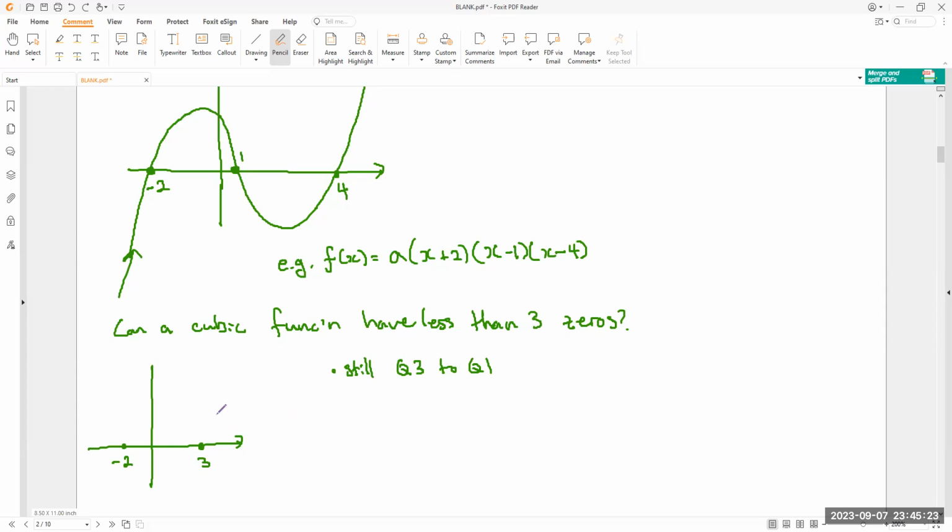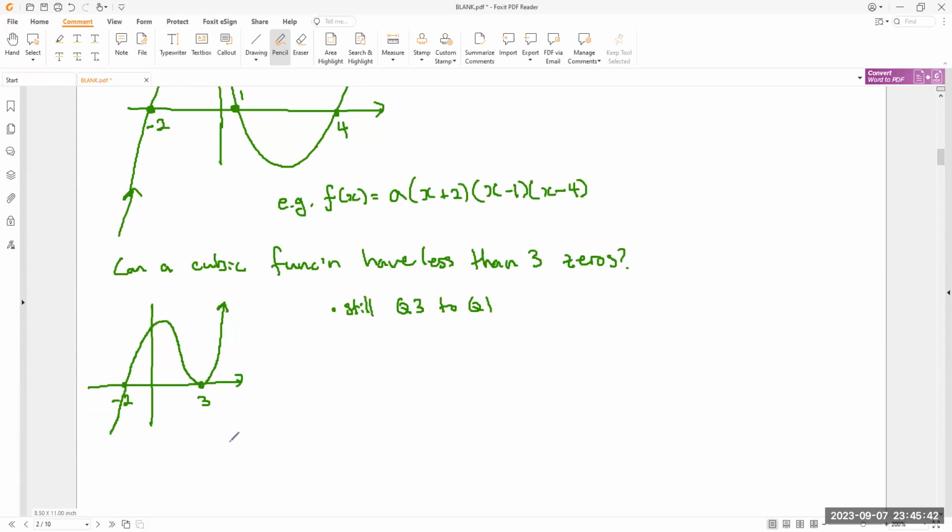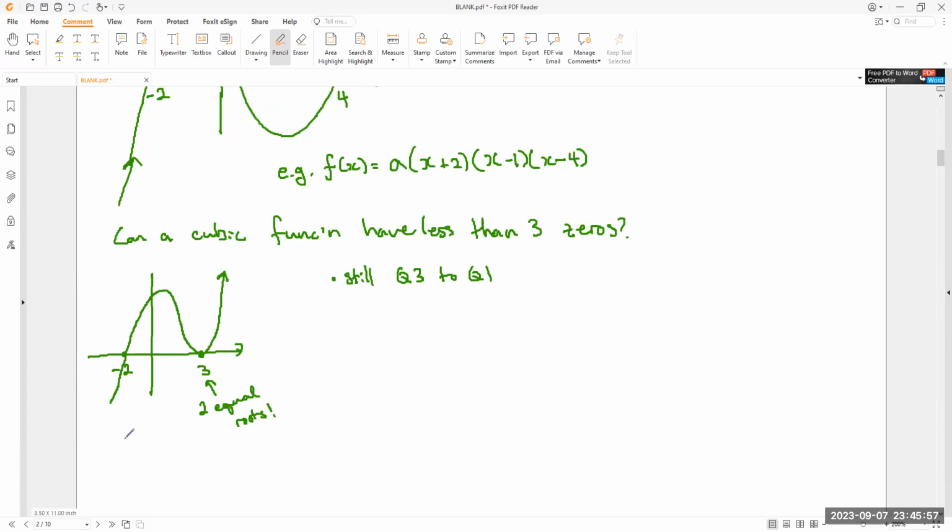Did you try it? Here is one way we can make this happen. From Q3, it goes through this x-axis, and then, just like the parabola, it just touches. This portion here behaves like a parabola that has 2 equal roots. So I'm going to say this is 2 equal roots. It just touches. So the equation could look something like x plus 2, and then x minus 3 with another x minus 3, or x minus 3 squared.